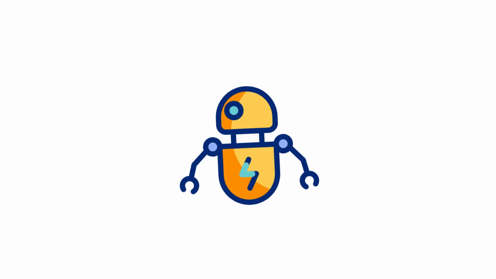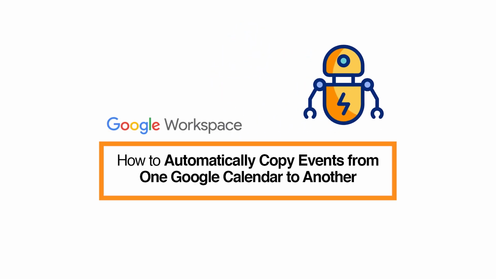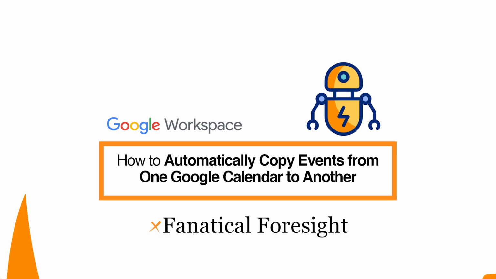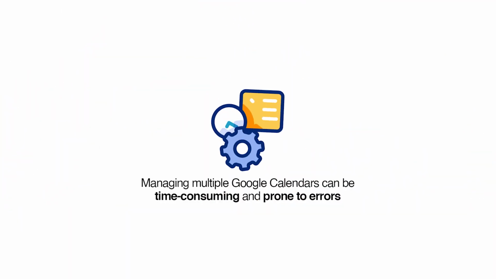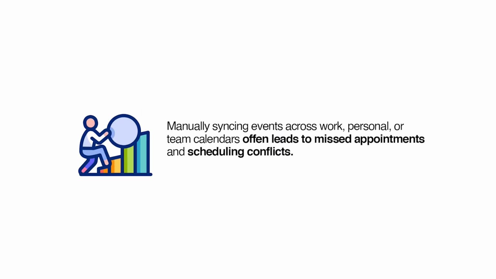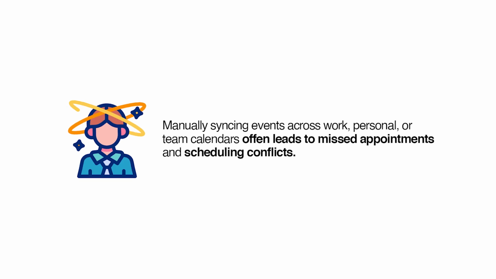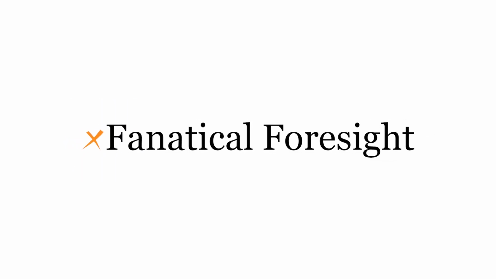Hi there, in this video, you will learn about how to automatically copy events from one Google Calendar to another with xFanatical Foresight. Managing multiple Google Calendars can be time-consuming and prone to errors. Manually syncing events across work, personal, or team calendars often leads to missed appointments and scheduling conflicts. That's where xFanatical Foresight comes in.